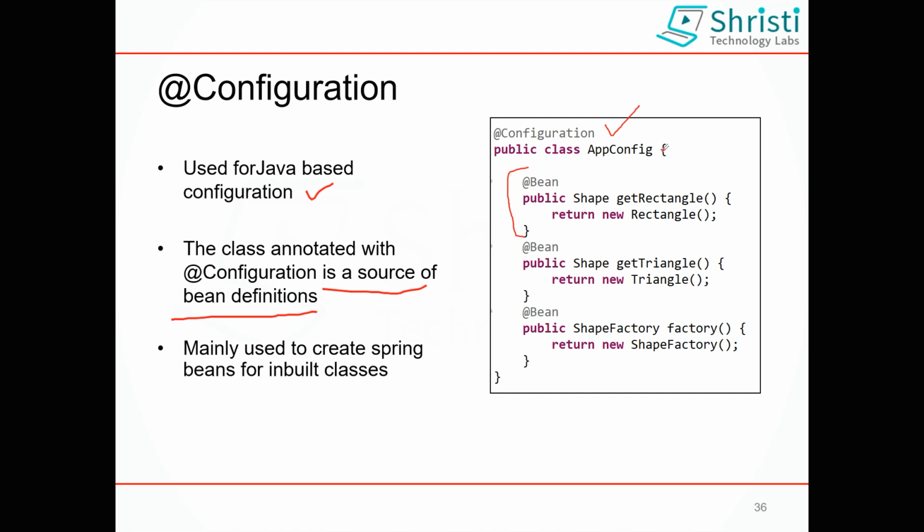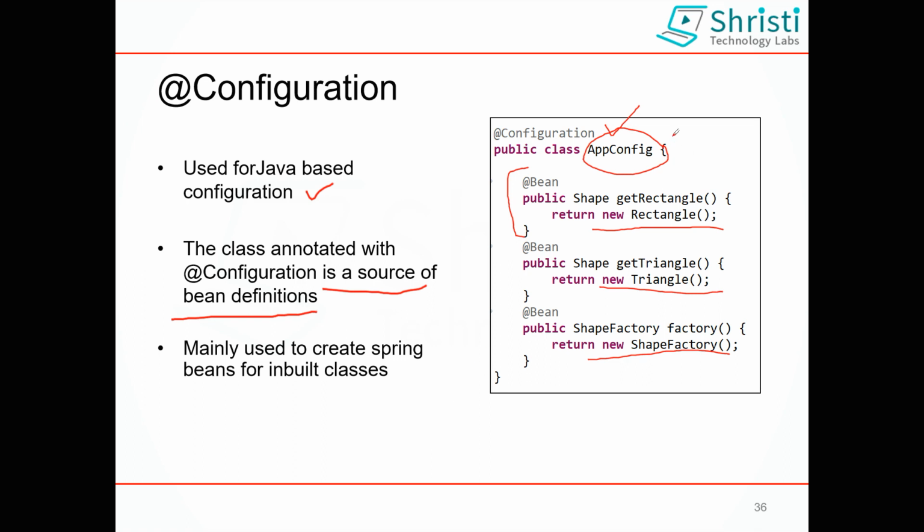First, it will create an object of AppConfig, because this @Configuration is a combination of @Component plus @Configuration. So the Spring framework will create an object for this AppConfig. Together with that, it will read the bean definitions one by one and it will create objects appropriately. That is, it will create an object of rectangle, create an object of triangle, create an object of shape factory. So for this particular code, now we will have 4 Spring beans.